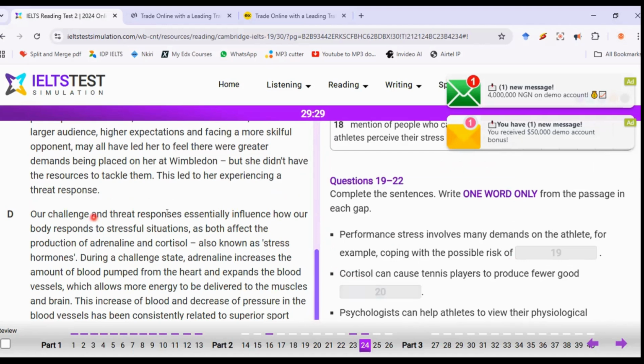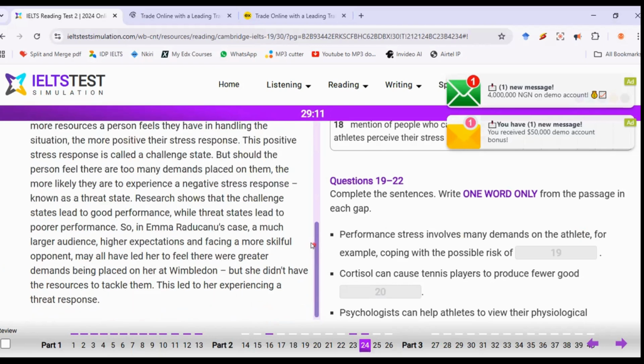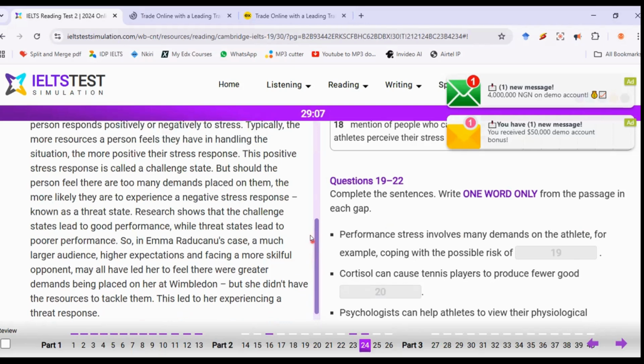Our challenge and threat responses essentially influence how our body responds to stressful situations, as both affect the production of adrenaline and cortisol, also known as stress hormones. Performance stress involves many demands on the athlete. For example, coupled with the possible risk... I should have seen possible risk.